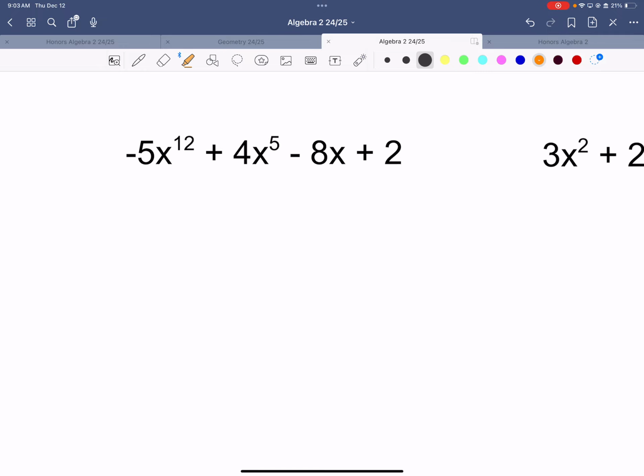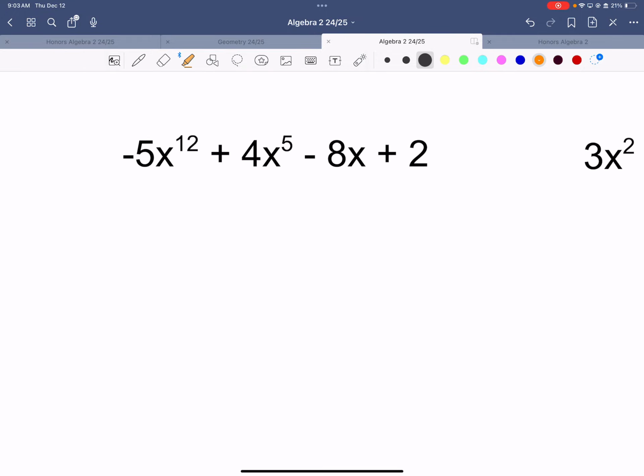Let's look at this one. Negative 5x to the 12th plus 4x to the 5th minus 8x plus 2. Do everything that we've done. It's in standard form probably already. Give me the degree. Give me the leading coefficient. Give me the number of terms. Name it. Do the end behaviors. We're going to do 2 more problems and we'll call it a day.